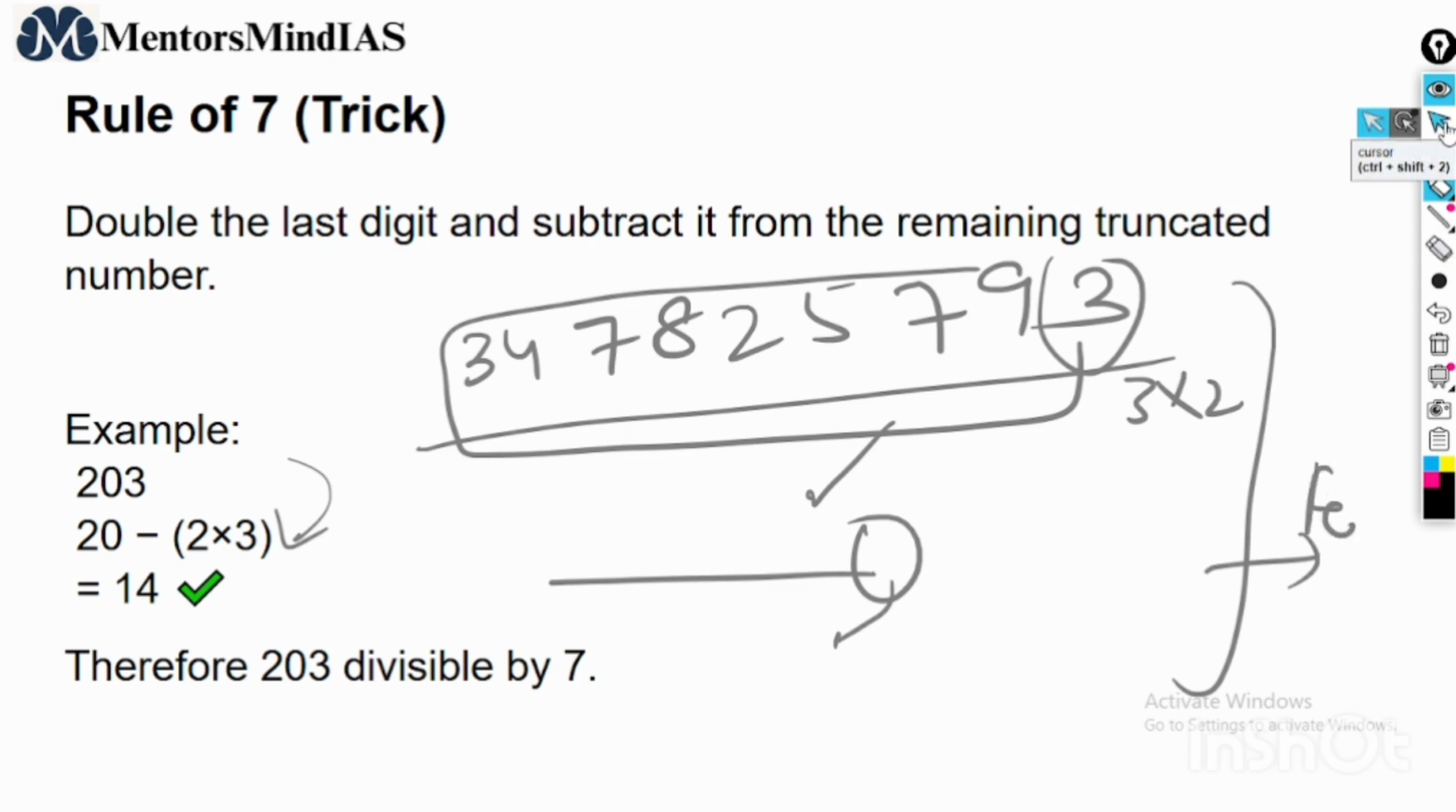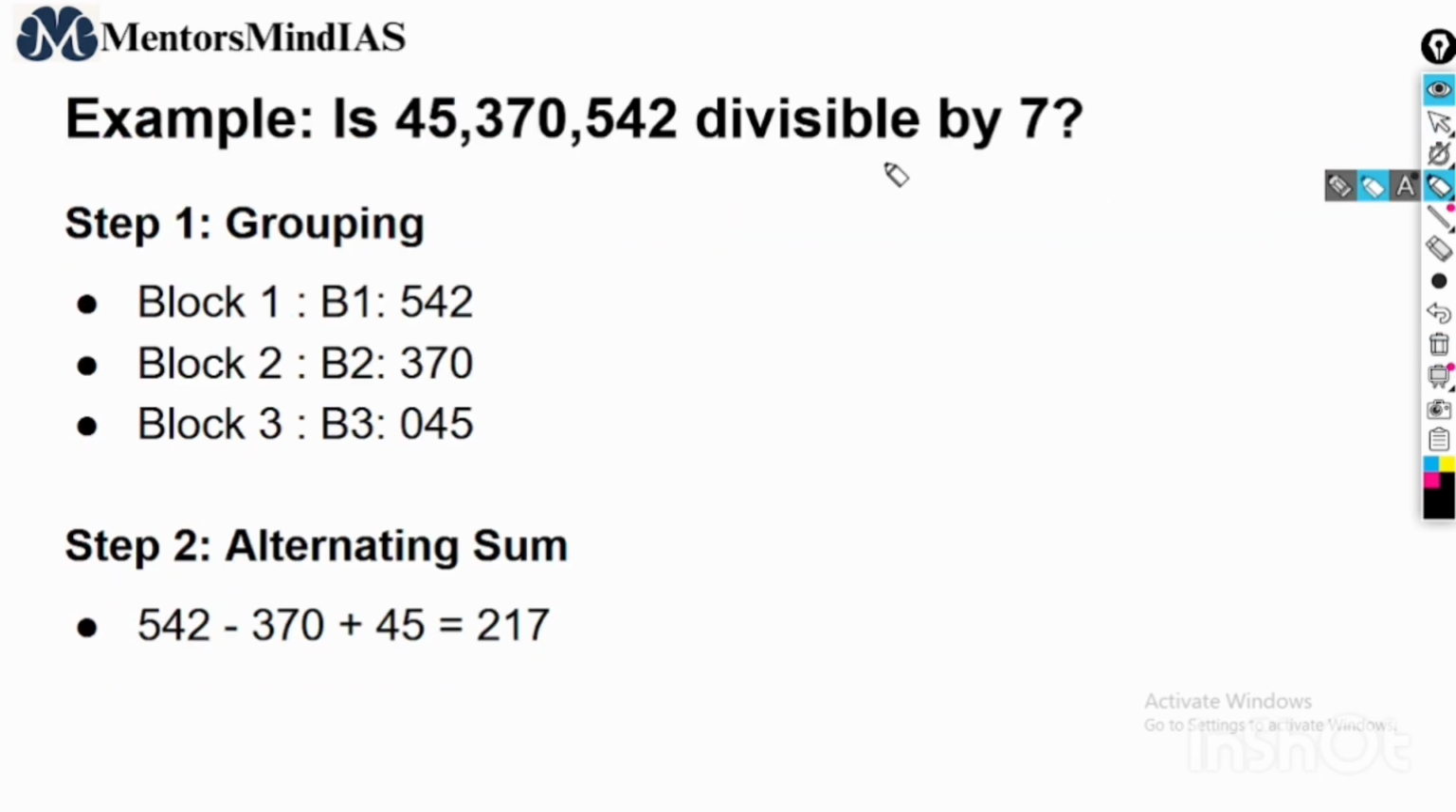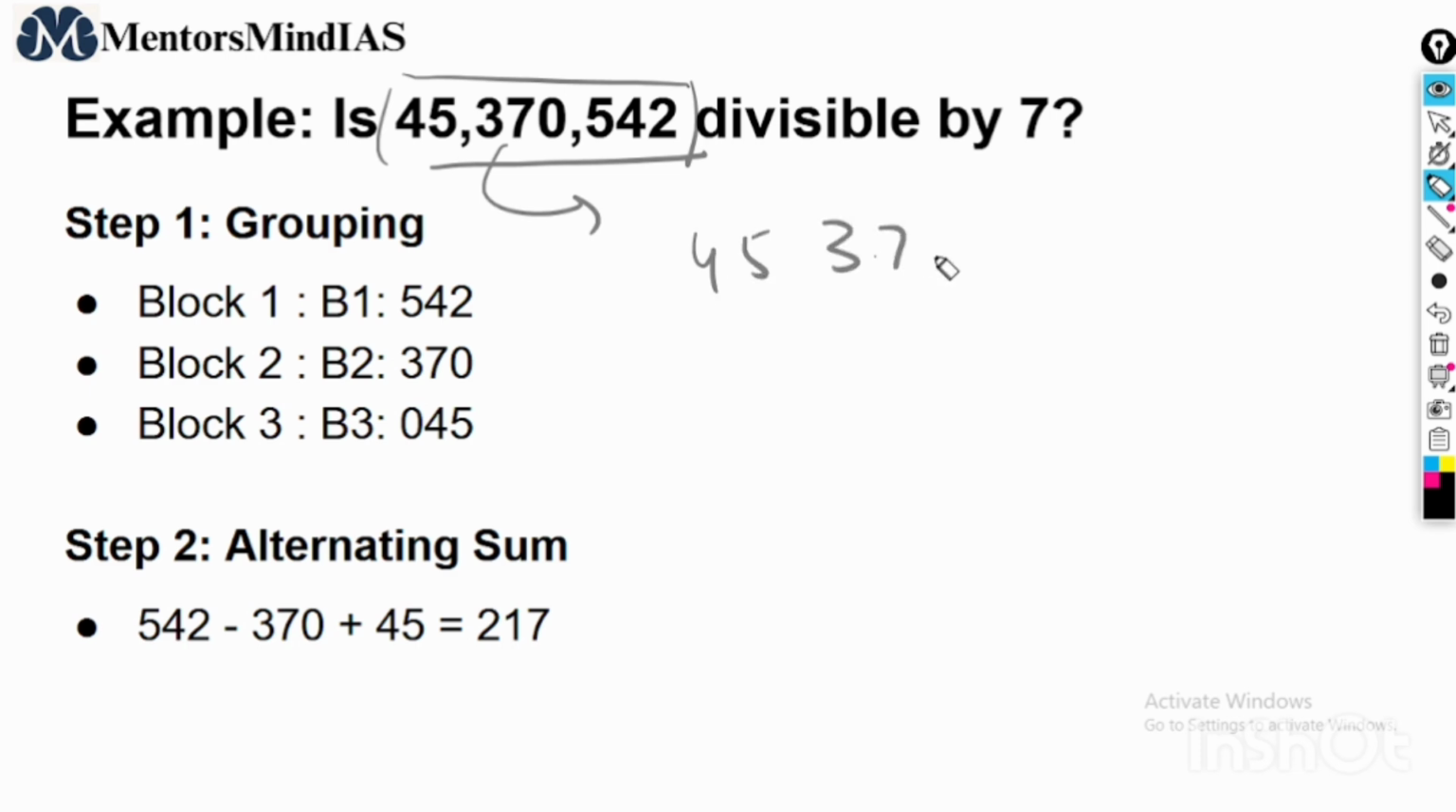So for this large number, there is another method, that is the 3-digit block method, which I will be explaining next. Here the number is very large: 4 5 4 5 3 7 0 5 4 2. Now how to do this? It's simple. In the 3-digit block method, you start from the unit digit and divide the number into 3-digit blocks.